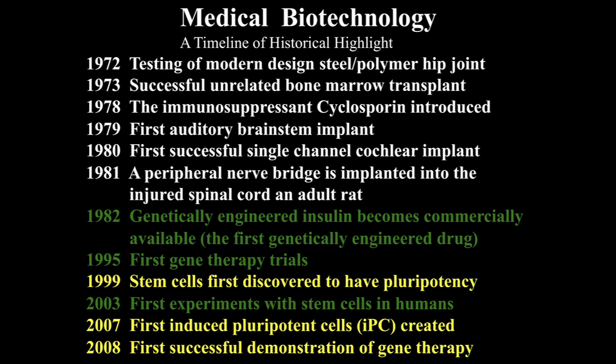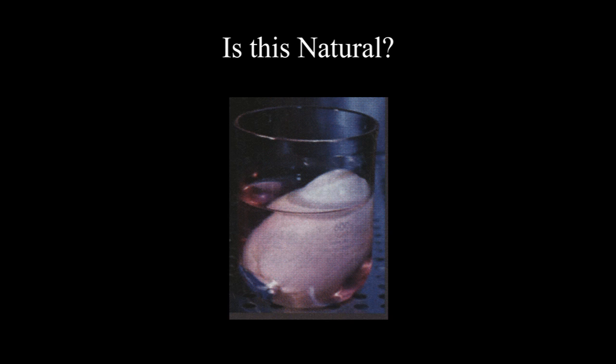It's only been since 1999 that stem cells were first discovered to have pluripotency, the ability for a cell to become many other types of cells. And the first experiments with stem cells in 2003. More recently, 2007, the ability to genetically engineer cells so that they will behave like pluripotent stem cells. In this way, avoiding the controversies that have developed about embryonic stem cells and some of the deficiencies that have been noticed about adult stem cells. But more on this in a minute.